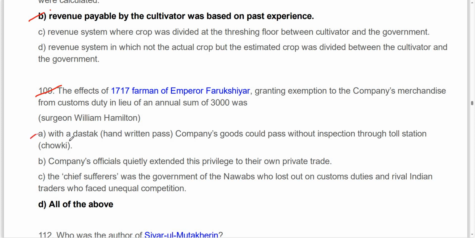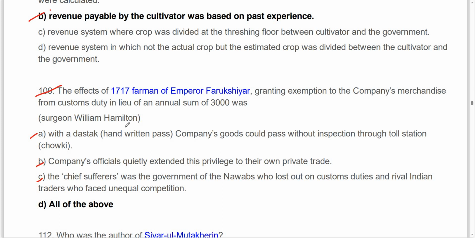With a dastak, a handwritten pass, the company's goods could pass without inspection through toll station chowkis. Company's officials quietly extended these privileges to their own private traders as well. The chief sufferers were the government of the Nawabs, who lost out on the custom duties, and rival Indian traders who faced unequal competition. So basically all of these were the results.